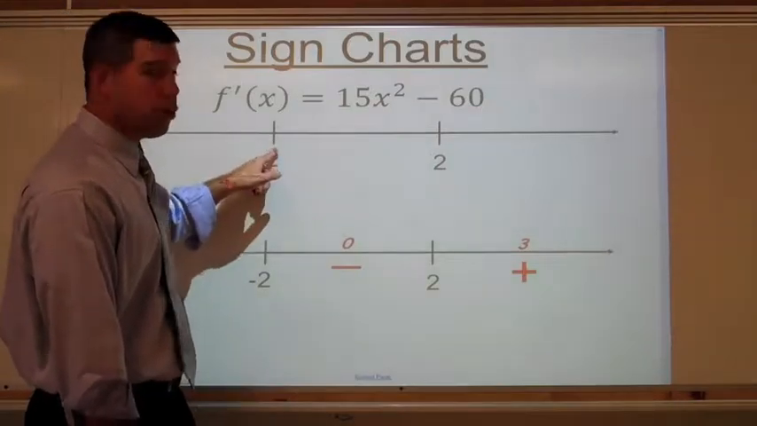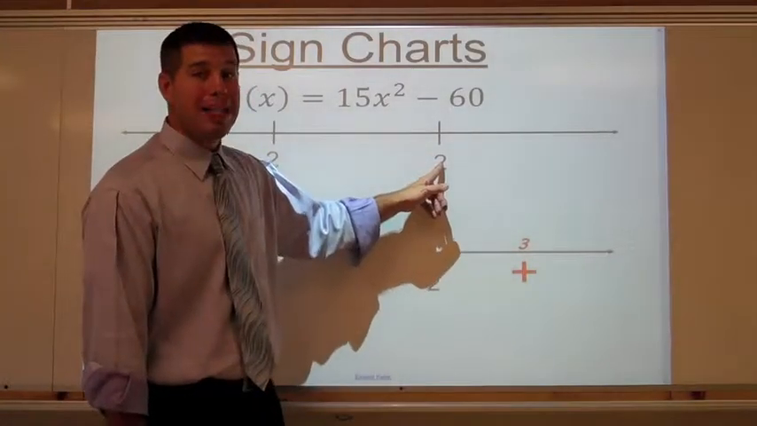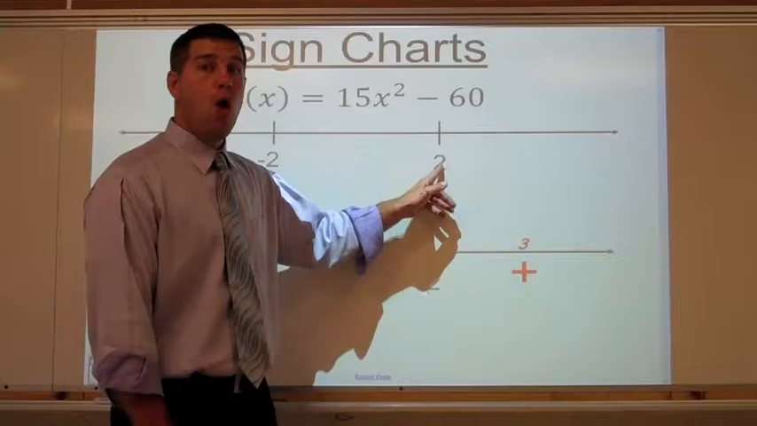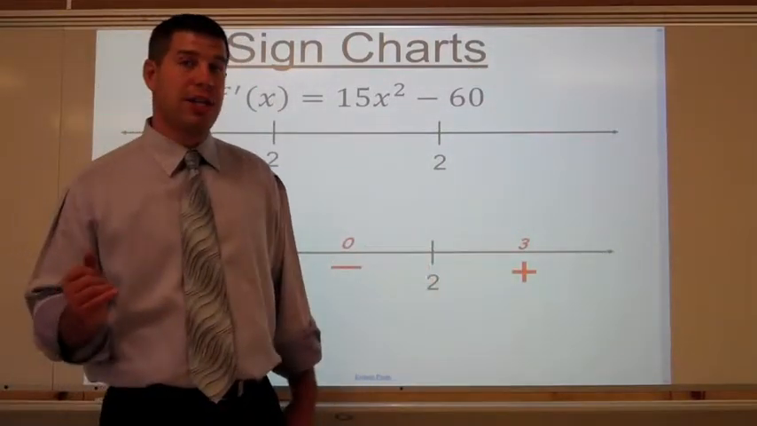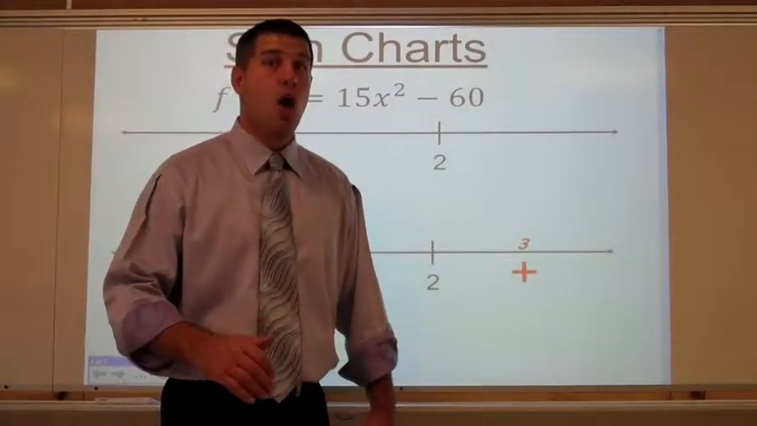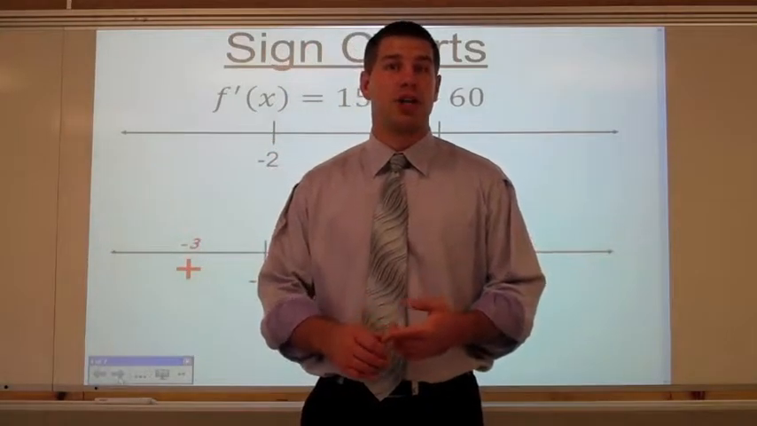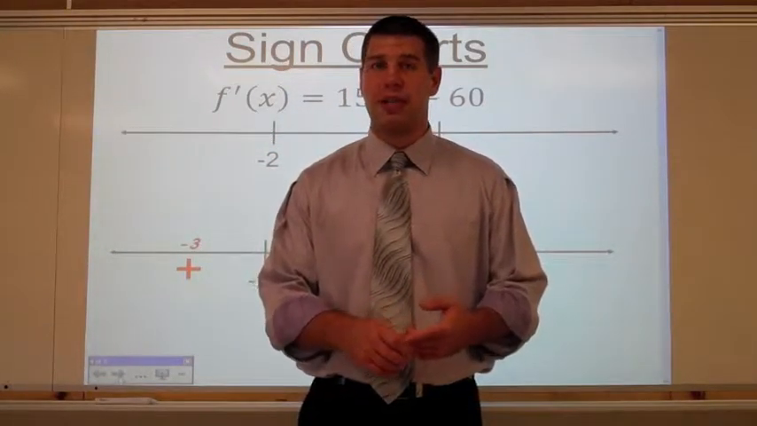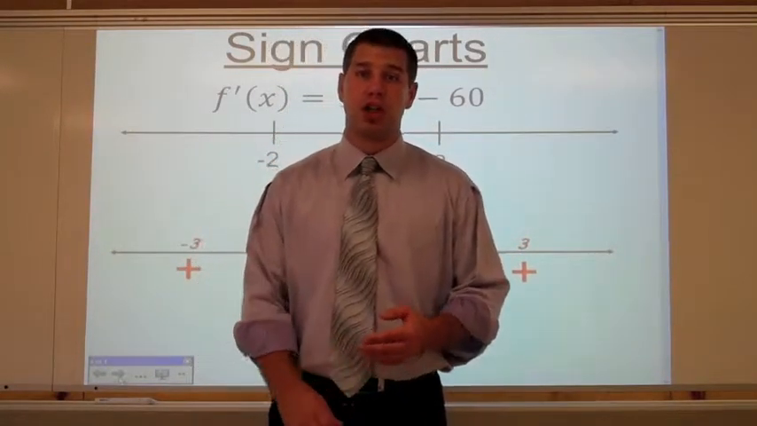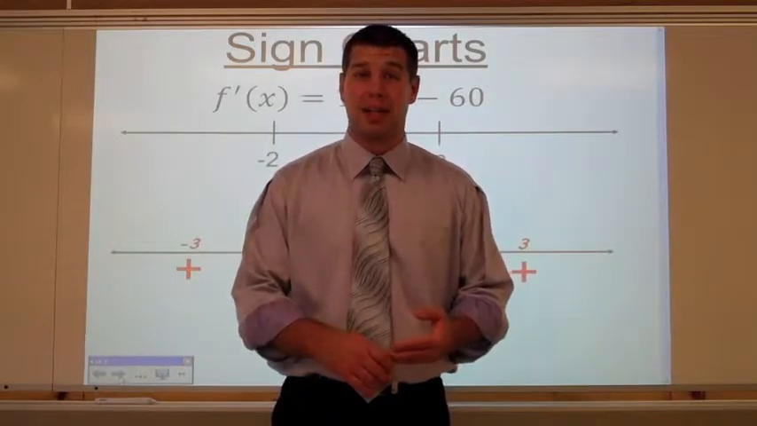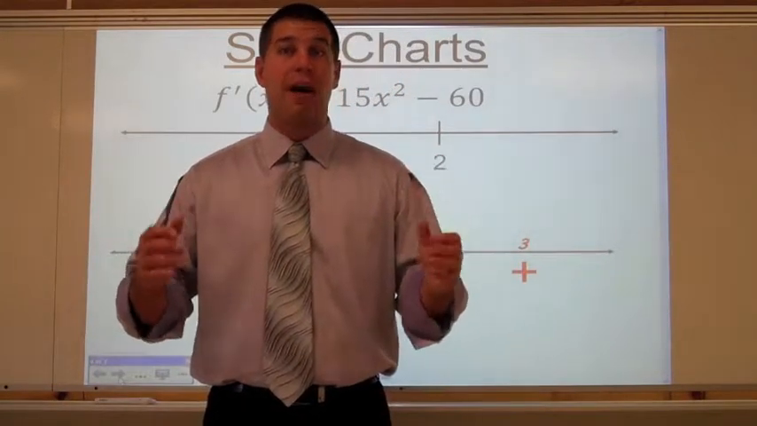We know that at -2, the slope is 0. We know at +2, the slope is 0. We know everywhere else, the function is either increasing or decreasing. Well, the definition of an increasing function is its derivative is positive, is greater than 0. The definition of a decreasing function is derivative is negative or less than 0. So we have 3 areas to look at.